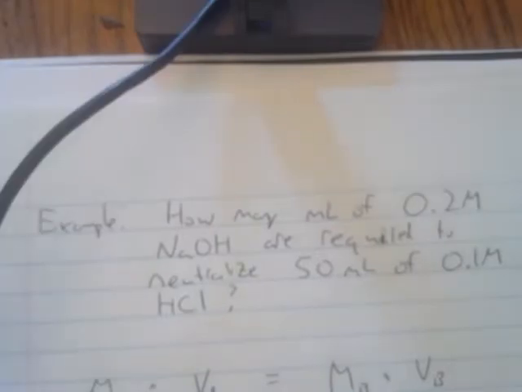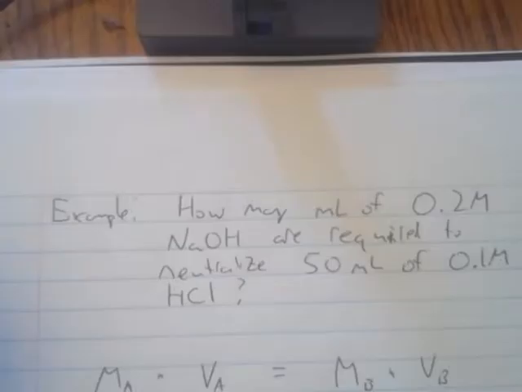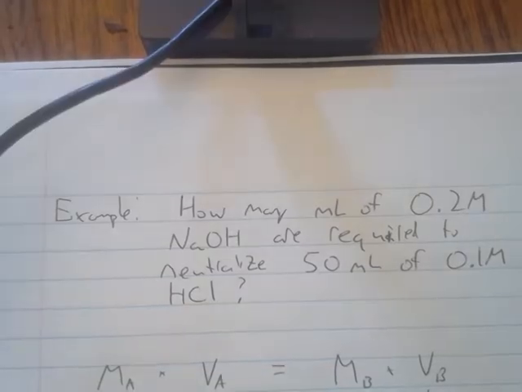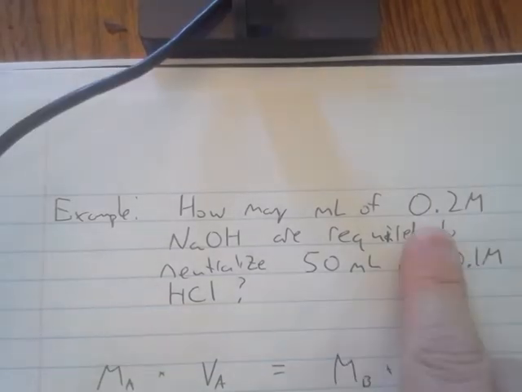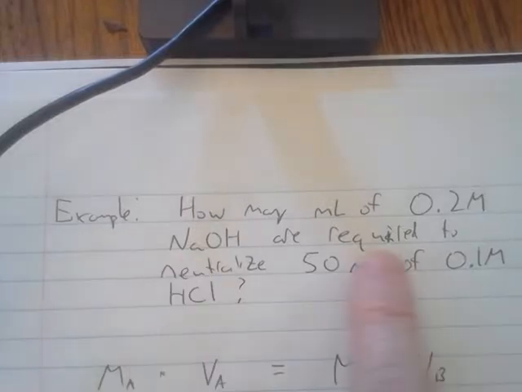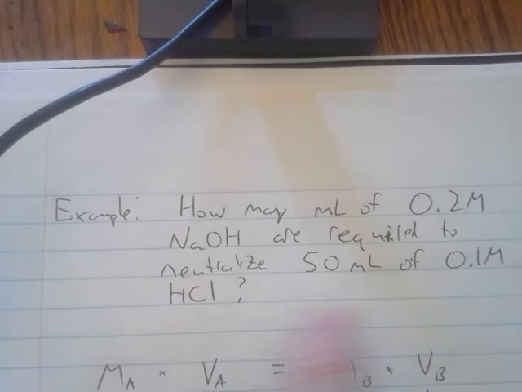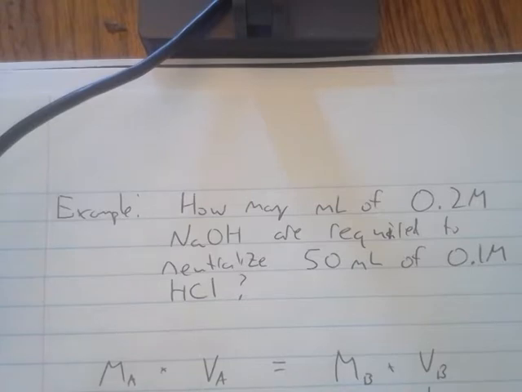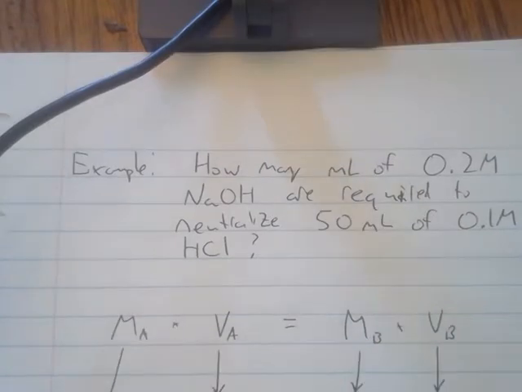In this example, I'm asking how many moles of 0.2 molar NaOH are required to neutralize 50 milliliters of 0.1 molar HCl. And as you can see, we're going to use the formula MaVa equals MbVb. Now, what do I plug in for these four symbols?